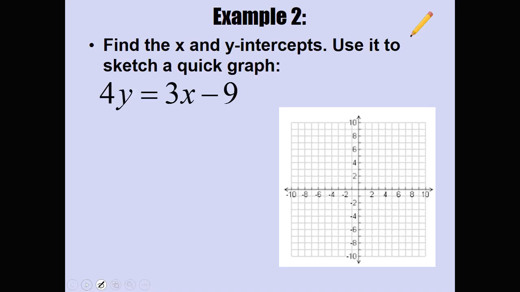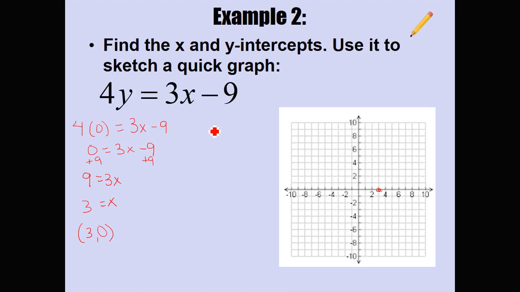Let's try another one. This guy, we're going to find x and y intercepts and sketch a quick graph. So again, you just plug in zeros for one variable at a time. So 4 times 0, I'm going to plug it in for the y to start. So 4 times 0 is 0 equals 3x minus 9, adding the 9, adding the 9. So I have 9 equals 3x, divide by 3, x equals 3. So that tells me I have a point at 3, 0. 3 goes in where the x is. This is my x-intercept at 3, 0.